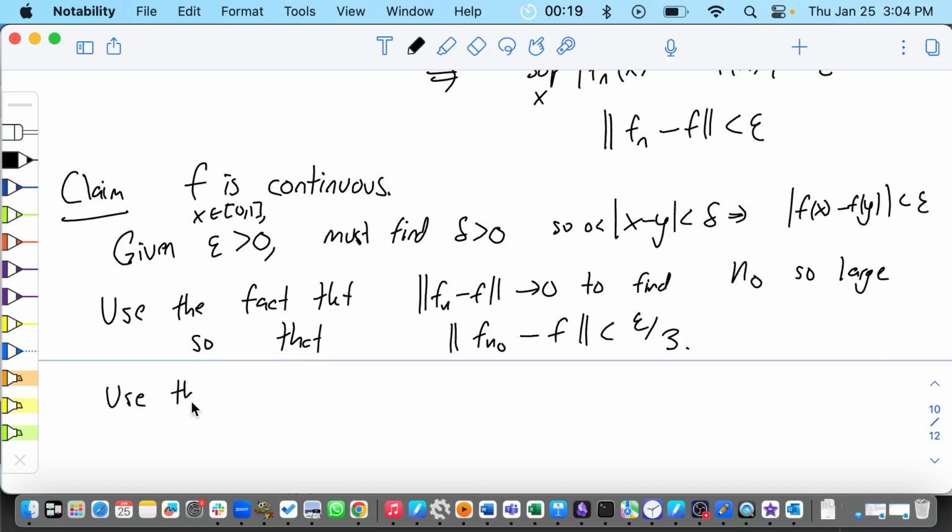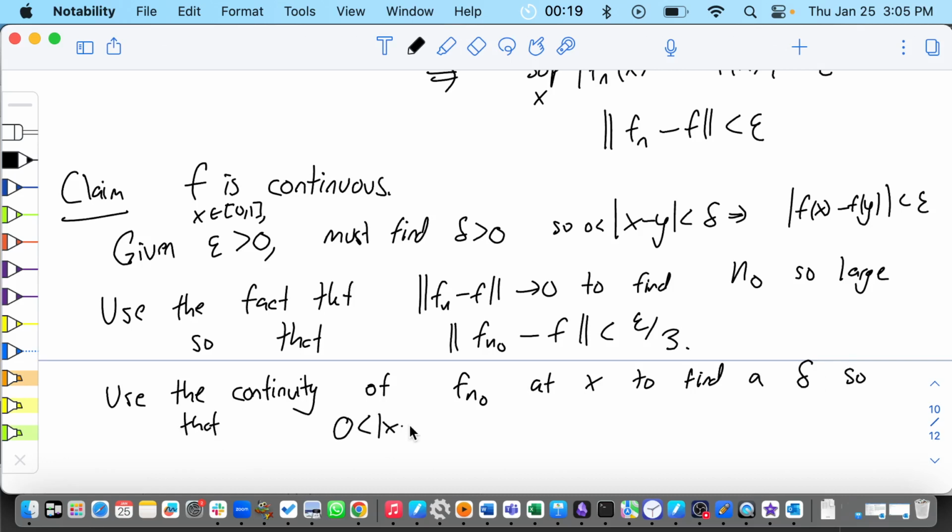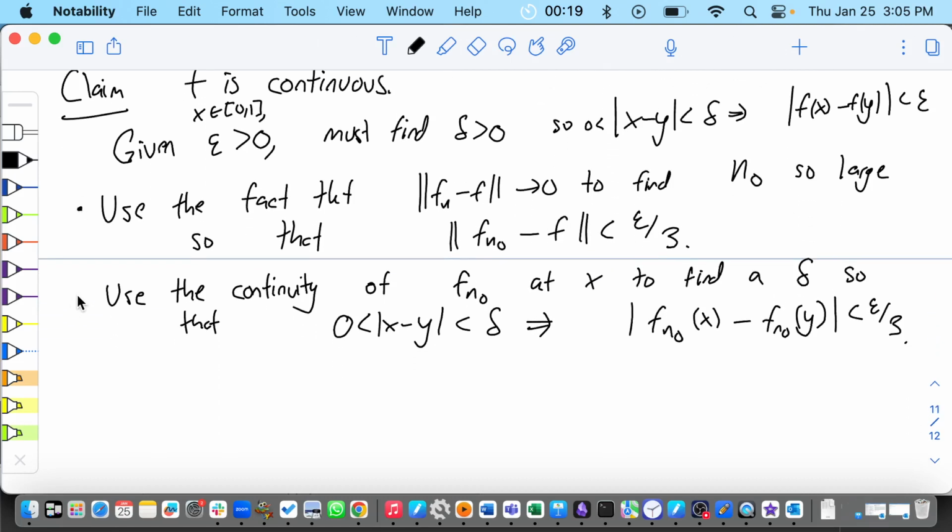Use the continuity of Fn naught at x to find delta so that 0 less than |x minus y| less than delta implies |Fn naught of x minus Fn naught of y| is less than epsilon by 3. So basically, the function we want to prove is continuous, we're approximating it by the function Fn naught, and we're using the continuity of Fn naught. So we found our delta.